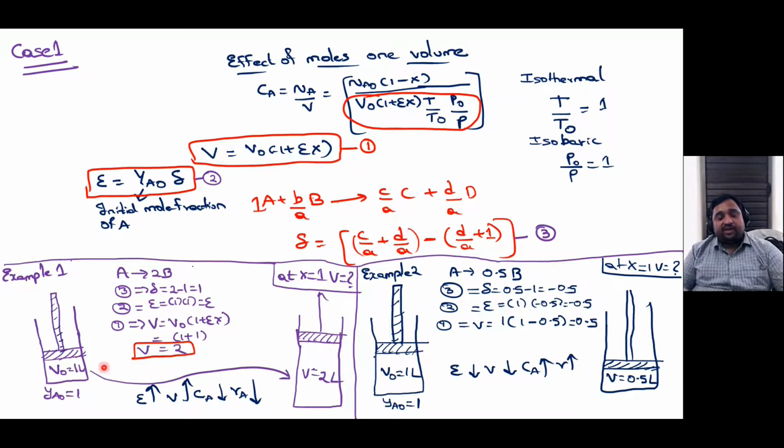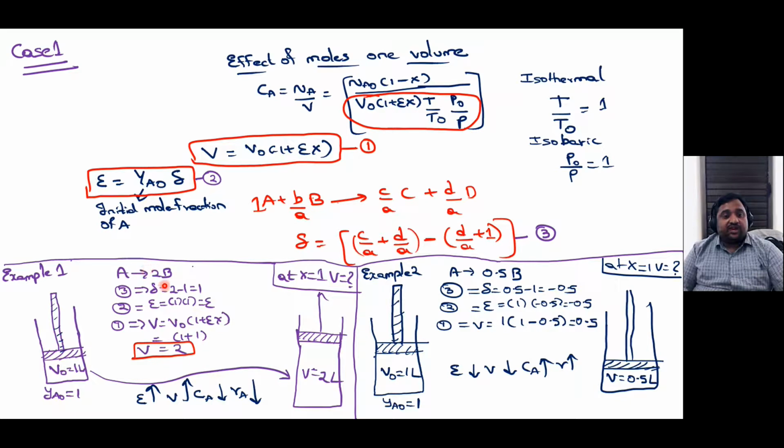Let us take a reaction in a piston and cylinder assembly. The initial volume is 1 liter and the mole fraction of A is also 1. Let us say some reaction is happening inside this piston and cylinder assembly, and 1 mole of A is giving 2 moles of B. In such cases, what happens to my volume? We are going to see now.